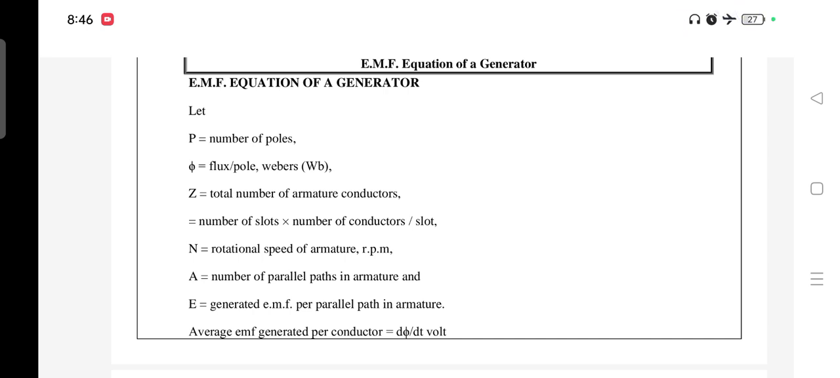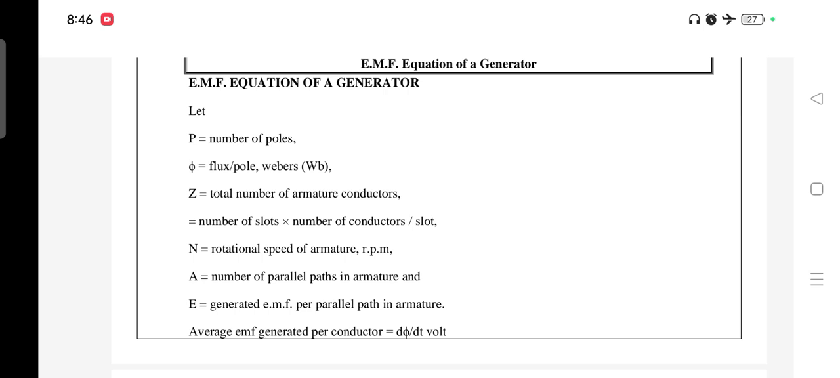We have a few considerations: P, which is denoted as the number of poles, and phi, which is equal to flux per pole, measured in Weber, and Z, which is equal to the total number of armature conductors, which is equal to the number of slots into the number of conductors per slot, and N is denoted as the rotational speed of the armature in RPM, and A is equal to the number of parallel paths in the armature, and E is equal to the generated EMF per parallel path in the armature.